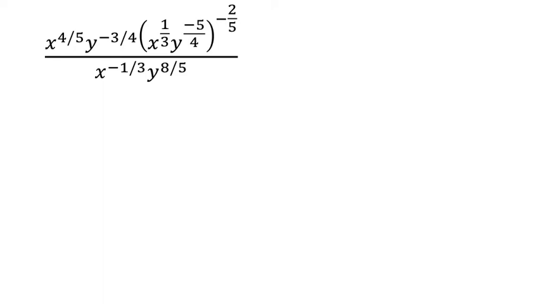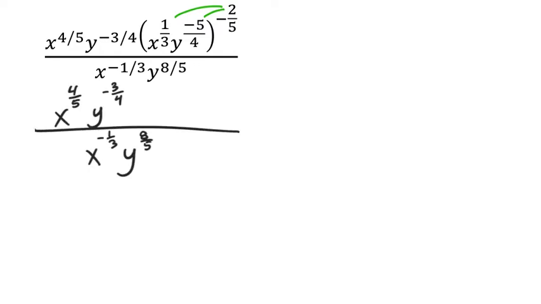So I'm going to take this -2/5 and multiply it by the exponents there. Now, it's going to give me the same exact expression here. Okay, but now I've got a base x to the power of 1/3 times -2/5. Put that in the calculator, you'll get the new exponent of -2/15. And then you got the base y, that's -5/4 times -2/5, which should simplify into 1/2.